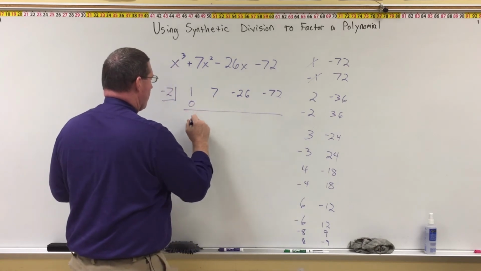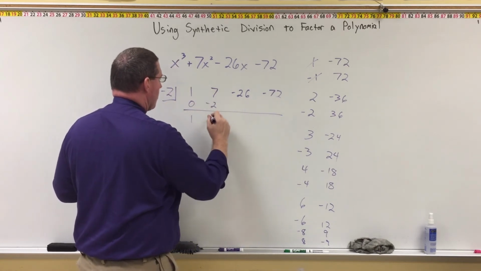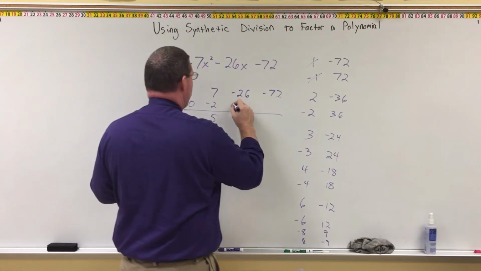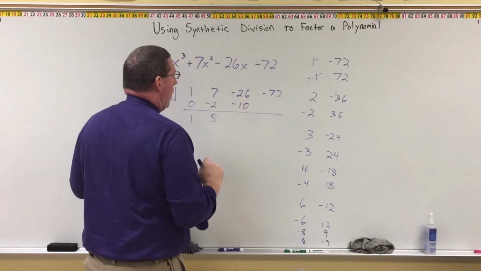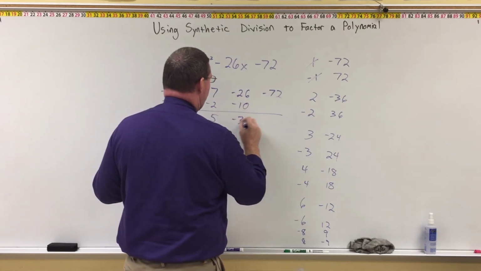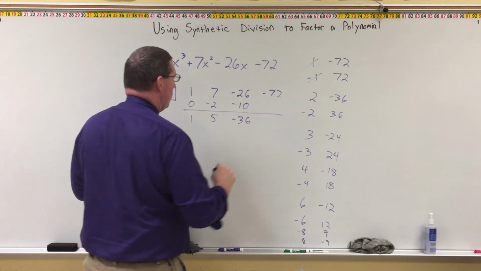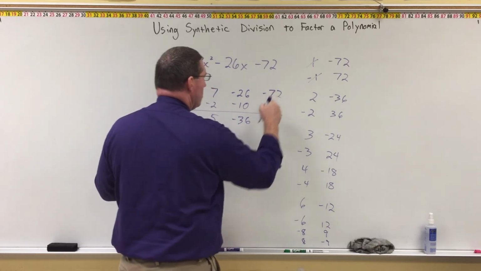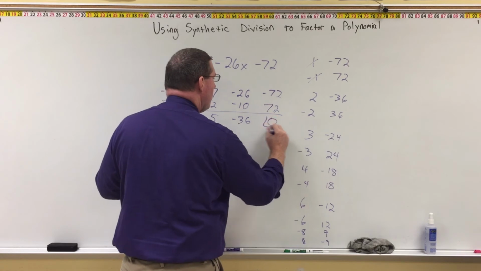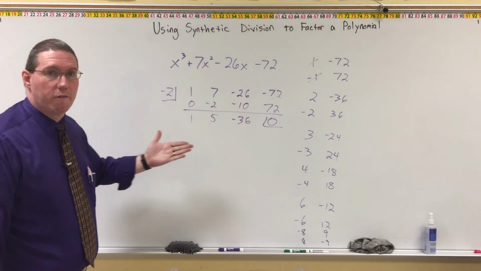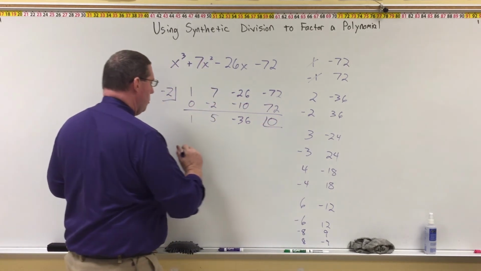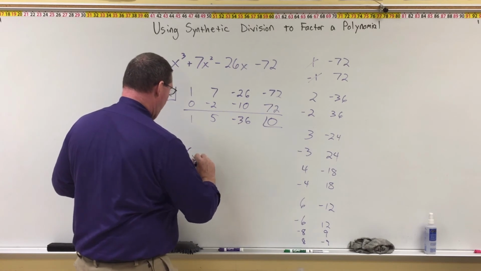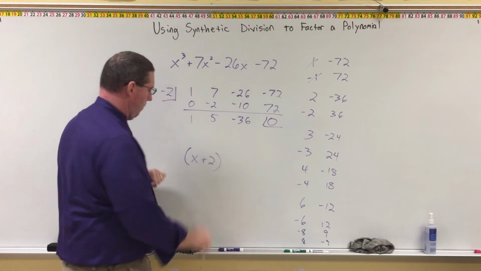Put a 0. 1 plus 0 is 1, times negative 2 is negative 2, plus 7 is 5, times negative 2 is negative 10. Minus 26 is negative 36. Negative 36 times negative 2 is positive 72. Minus 72 is 0, and therefore, look, we have found one of our factors. Negative 2 is represented in the factor x plus 2.